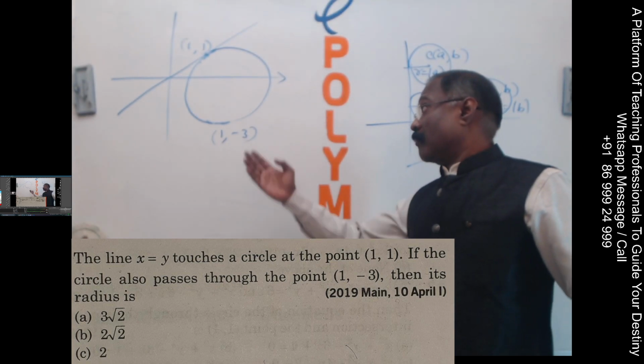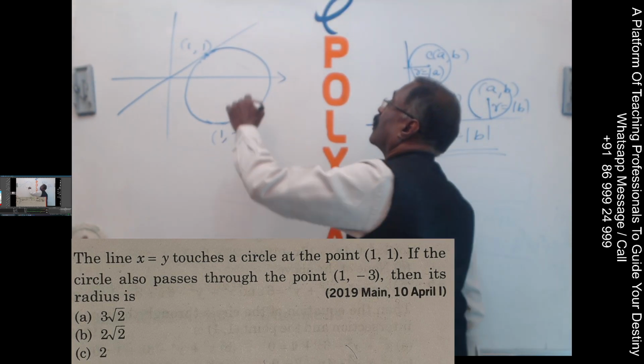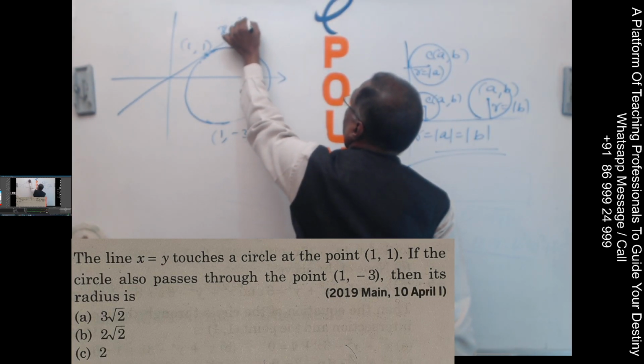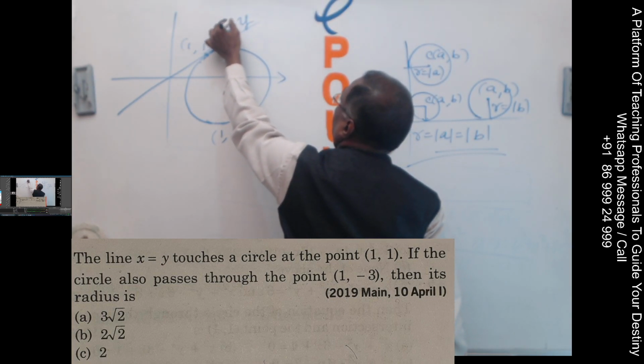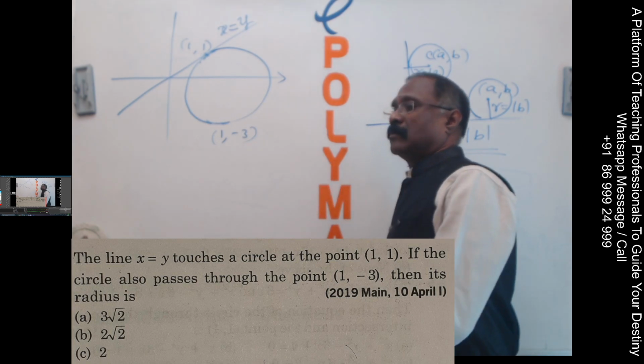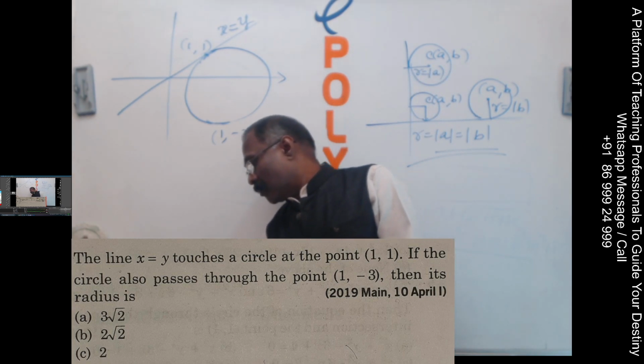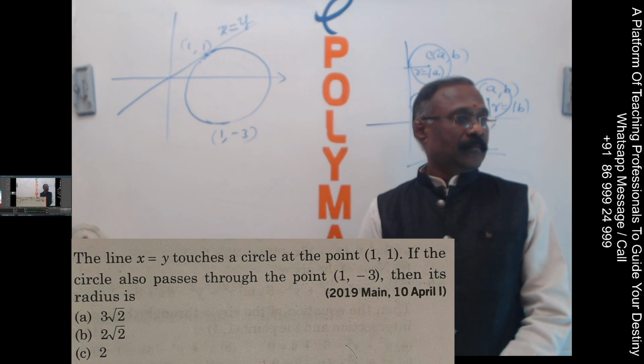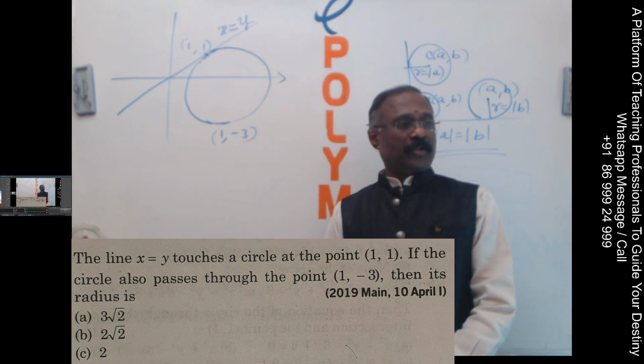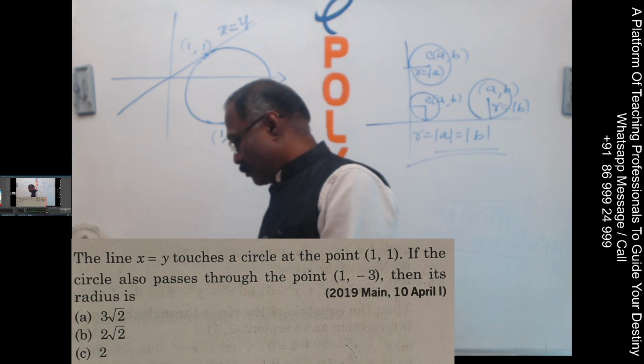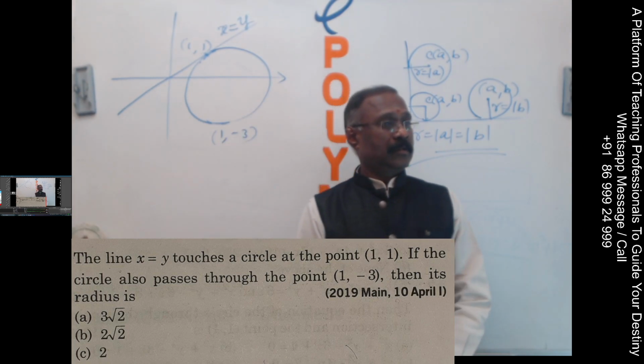See, you have to find the radius of this circle. What is the data given? Only one line is given, x equal to y, and the point of contact is given, (1, 1). Sai Varshit is saying option D, not 2. Option 2, let me check.